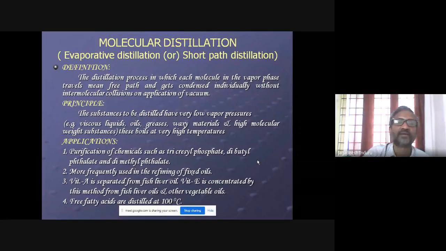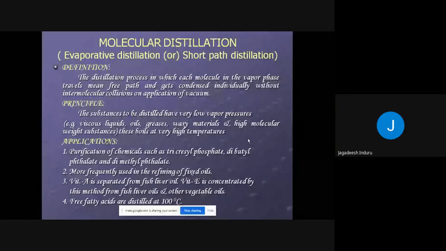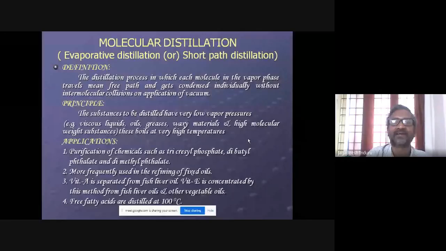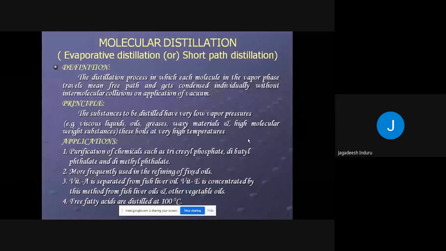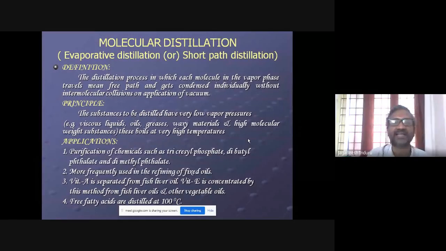So as far as the definition is concerned, in this distillation process, the molecule in the vapor phase travels a mean free path. We are going to reduce the distance between your still and condenser to less than the short mean path. This is actually the free mean path or short path. So the short path is the critical length. Below that length, the liquid's vapor will not collide with each other. They will not come back as a reflux. This is actually a critical concept. So I repeat, we need to condense the vapors before the free mean path.